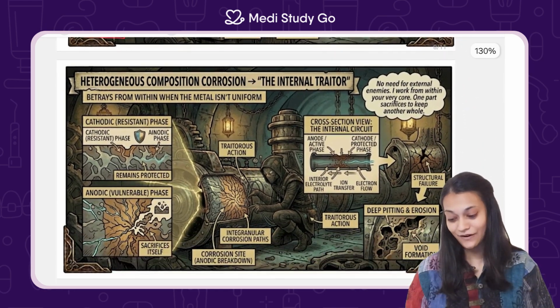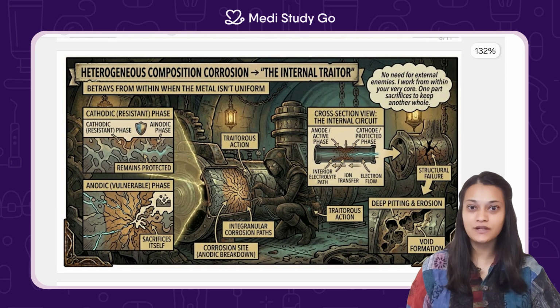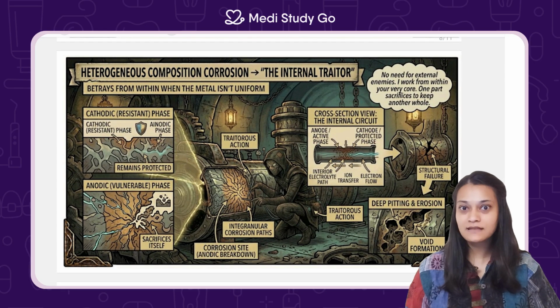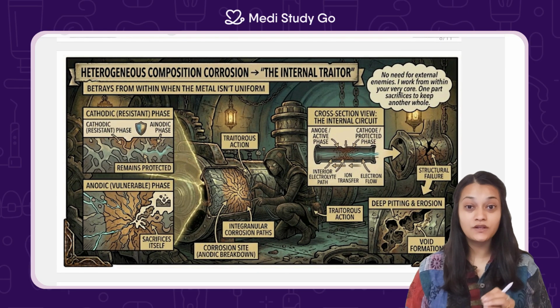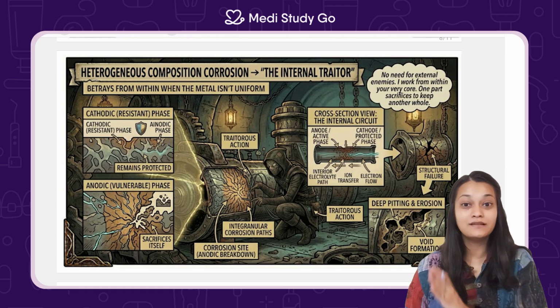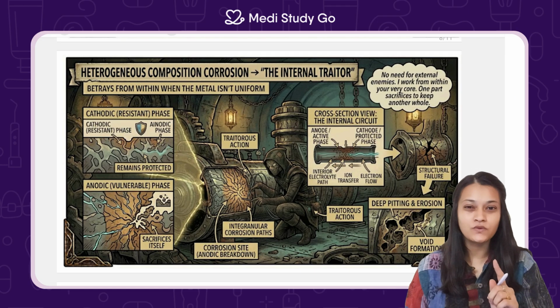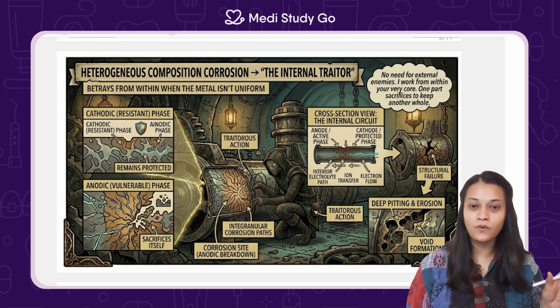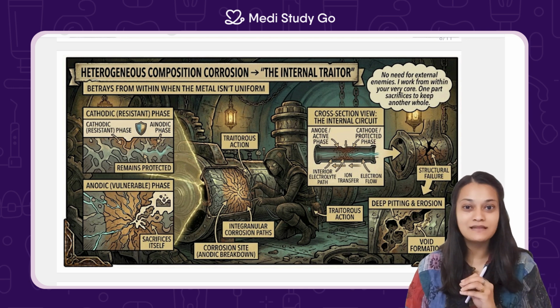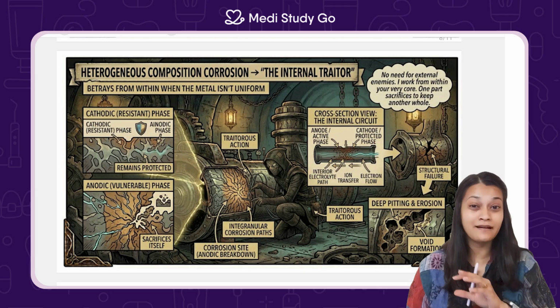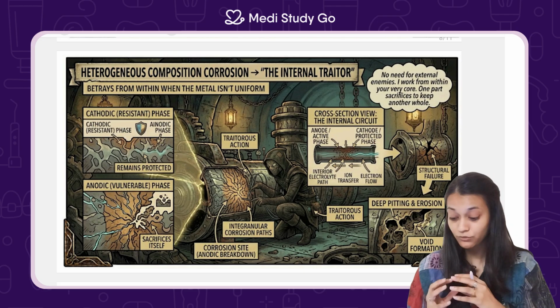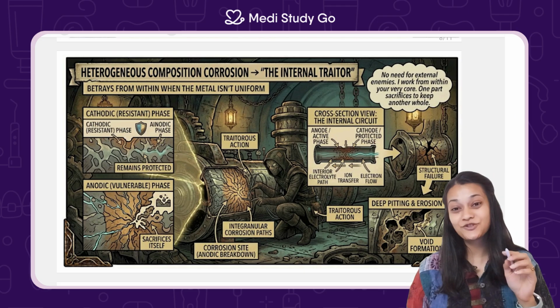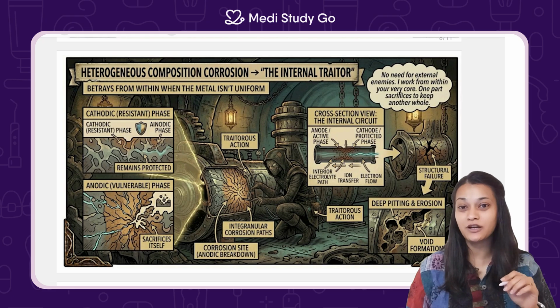The next one is the heterogeneous composition. So what is he going to do? He's that person who works already with the bankers. He knows what is the perfect time to attack, when the security is going to be the least. So what is it here? Nothing but where there are dissimilar metals. Now that part is going to be the phase which is going to be the weakest.